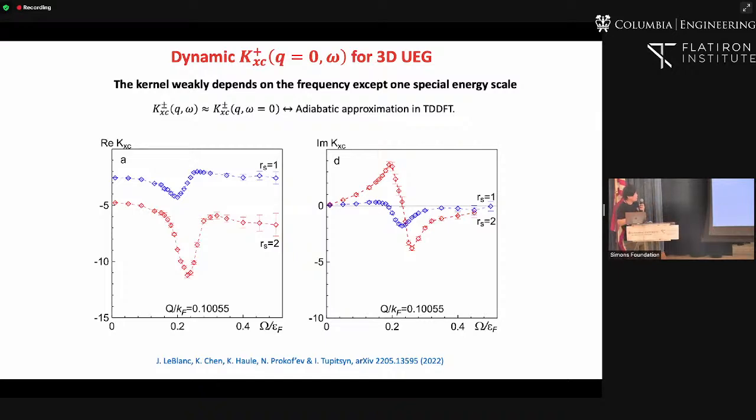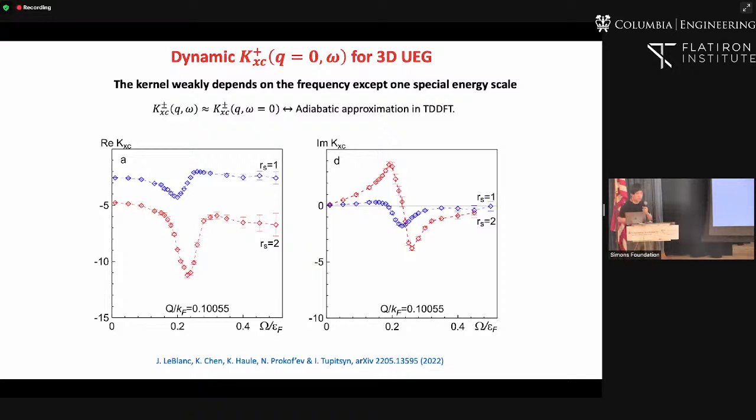Actually in TDDFT, this dynamic kernel is not known before. So in TDDFT, people are using the adiabatic approximation. Basically, people are assuming the dynamic kernel is just like the zero frequency kernel. However, this is not quite true because the kernel we extracted has a non-trivial feature at the intermediate momentum.